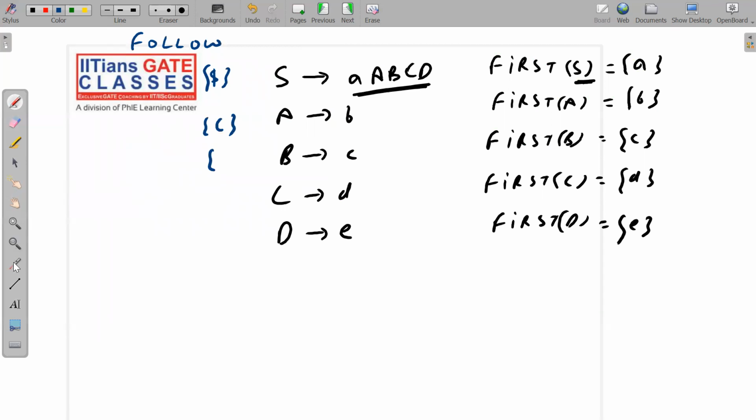Next, follow of capital B. Try to find capital B in the RHS. Here we are finding it. So first of capital C. First of capital C is D only. Next, follow of capital C. Try to find capital C in the RHS. Here we are finding it. So follow of capital C will be first of capital D, that is E. And what will be the follow of D? Here we are finding D. The follow of D will be follow of S. Follow of S is dollar. So we are getting dollar here. Please note it down carefully.